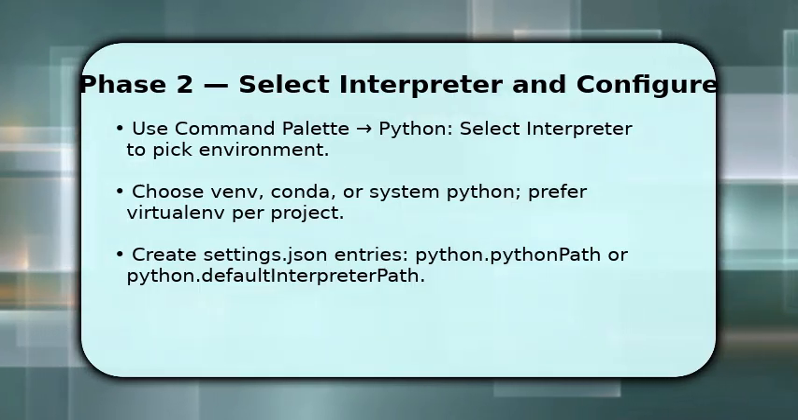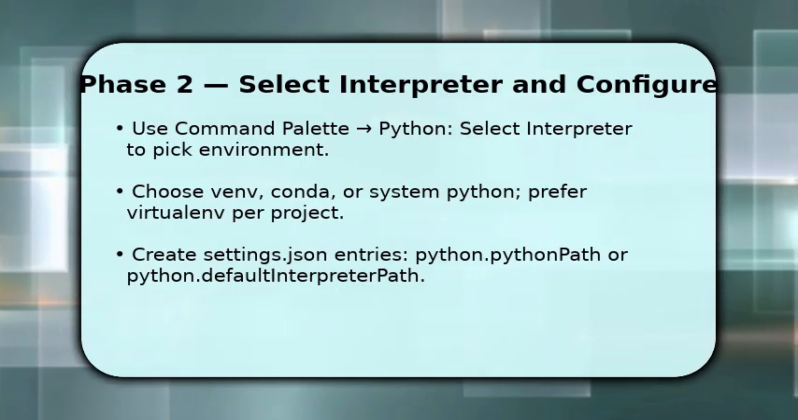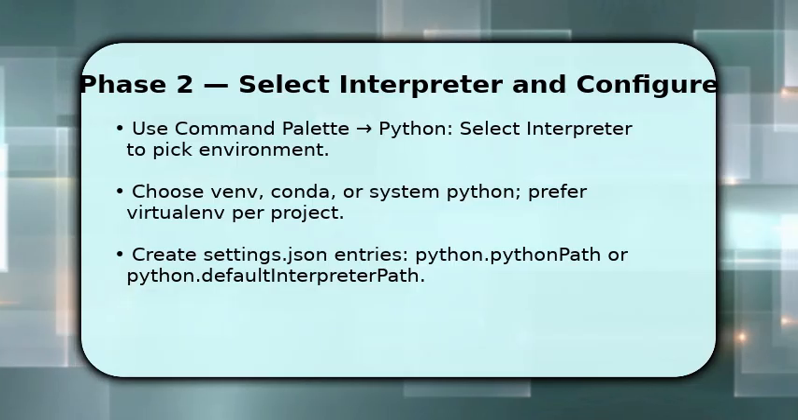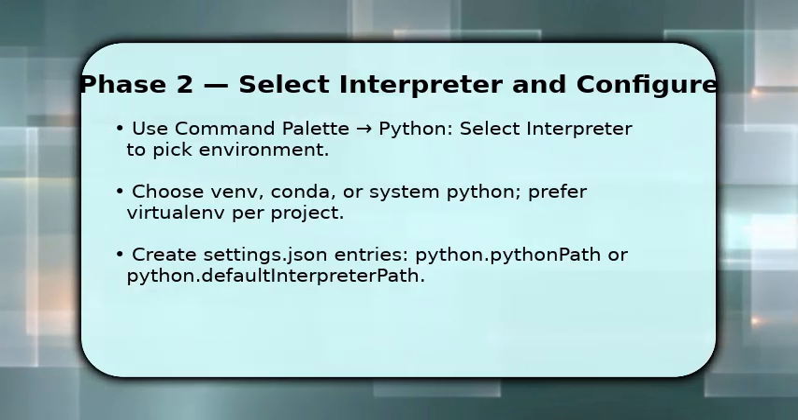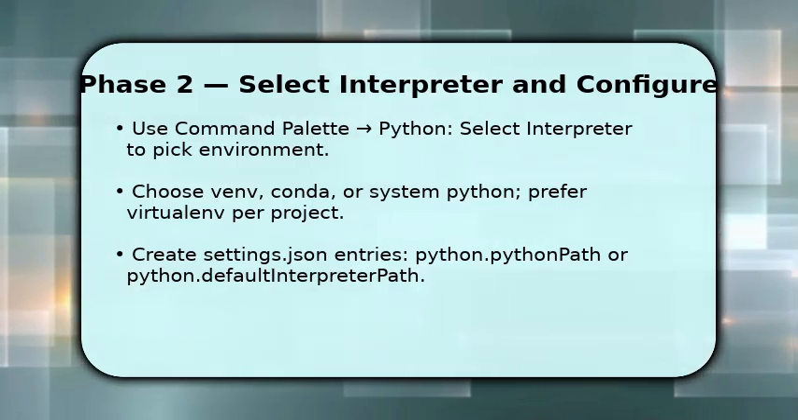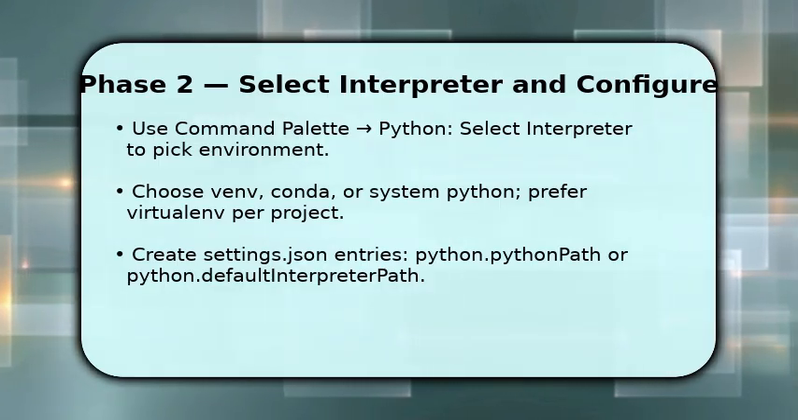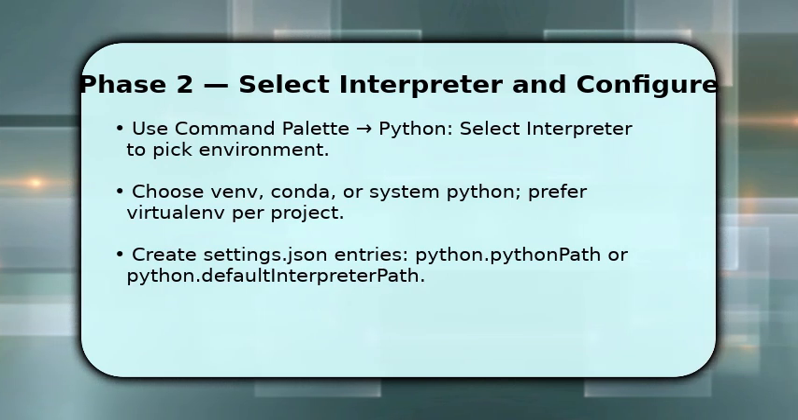Make sure the selected interpreter appears in the blue status bar. If not, reload the window. Then configure workspace settings, add python.defaultInterpreterPath or the modern equivalent in settings.json to persist the choice. This lets linting, IntelliSense, and the debugger work.